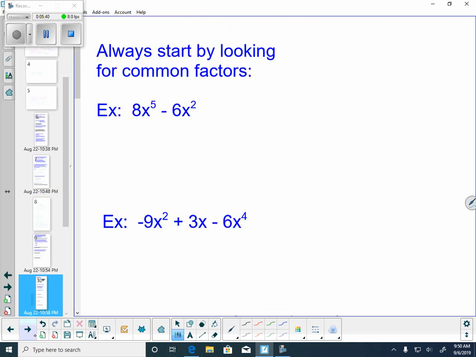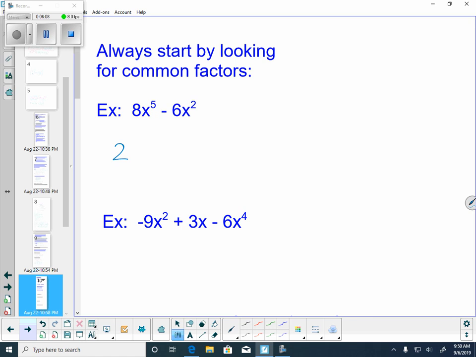We always want to start by looking for common factors. So in this example, 8x to the 5th minus 6x squared. What would be a common factor? What goes into both of those terms, Brianna? 2 goes into both, so I can factor out a 2, because 2 goes into 8 and 2 goes into 6. Anything else go into both of these, Vince?